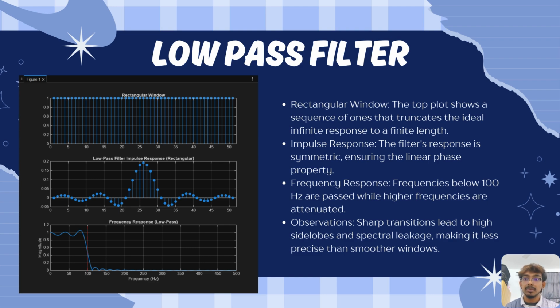The next one is about the impulse response. In this impulse response, we can see that the filter's response is symmetric, ensuring the linear phase property. The last one is the frequency response, where we can see that the frequencies below 100 Hz are passed while the higher frequencies are attenuated. Overall, we can observe that the sharp transition leads to high side lobes and spectral leakage, making it less precise than smoother windows.